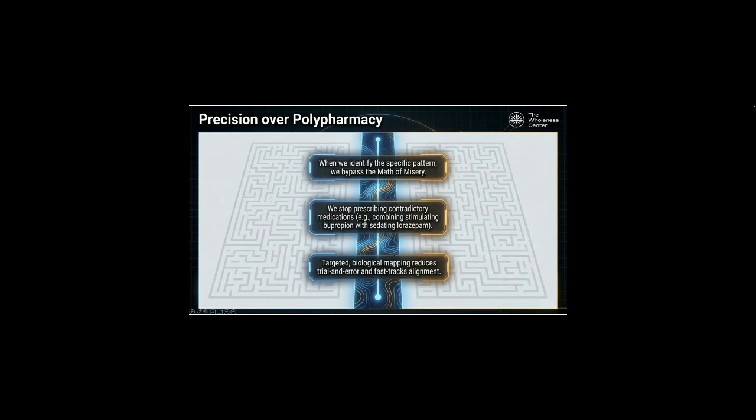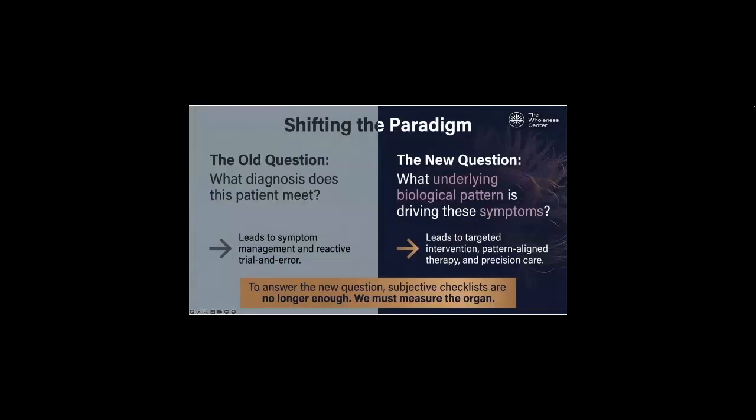So now we can have this more targeted biological mapping to reduce trial and error and hopefully improve outcomes and achieve quicker outcomes. So fewer side effects, faster improvements. The old question was, what diagnosis does this patient meet? That's where we lived for forever. But now that leads to more.